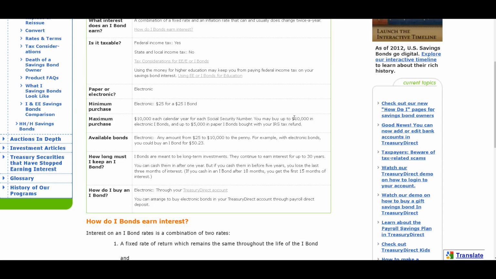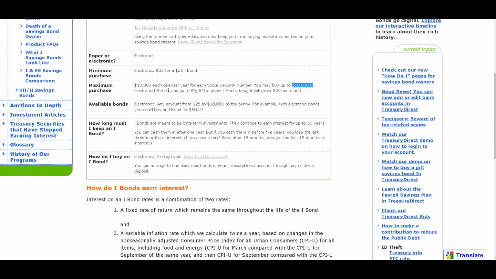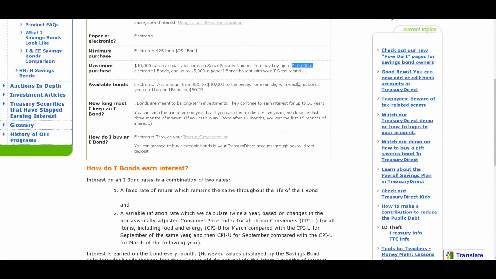You can buy $10,000 of electronic bonds, which you buy through the website, or you can buy, in addition, $5,000 in paper. I have some paper bonds. I think that's primarily what I have. Available bonds, any amount, so same rules as the EE bonds. You can have any amount between $25 and $10,000, up to the penny.